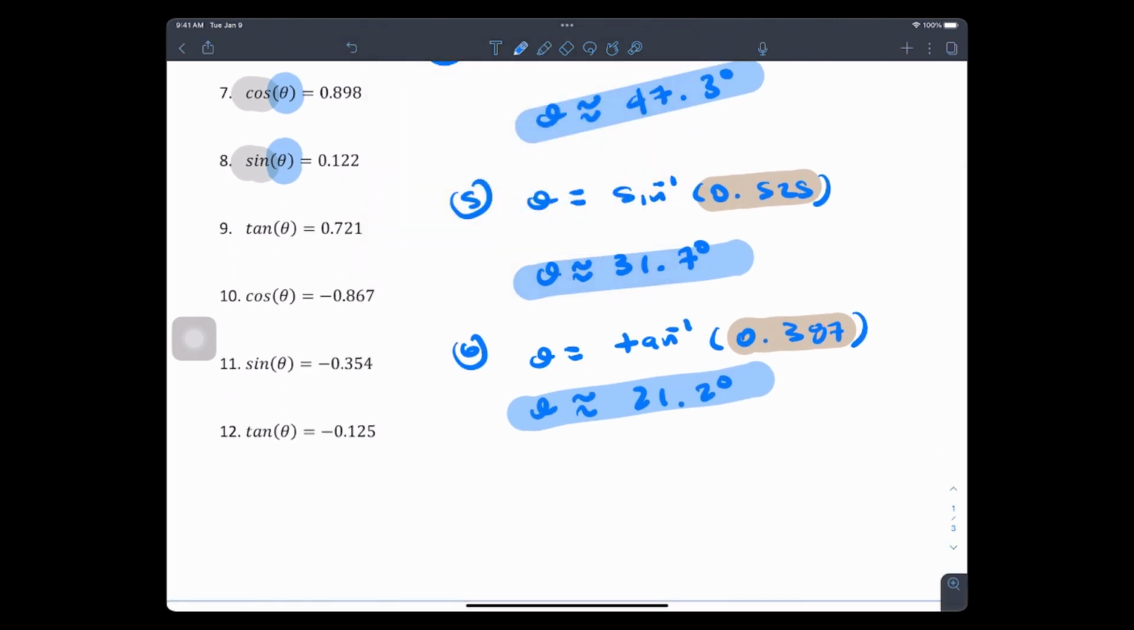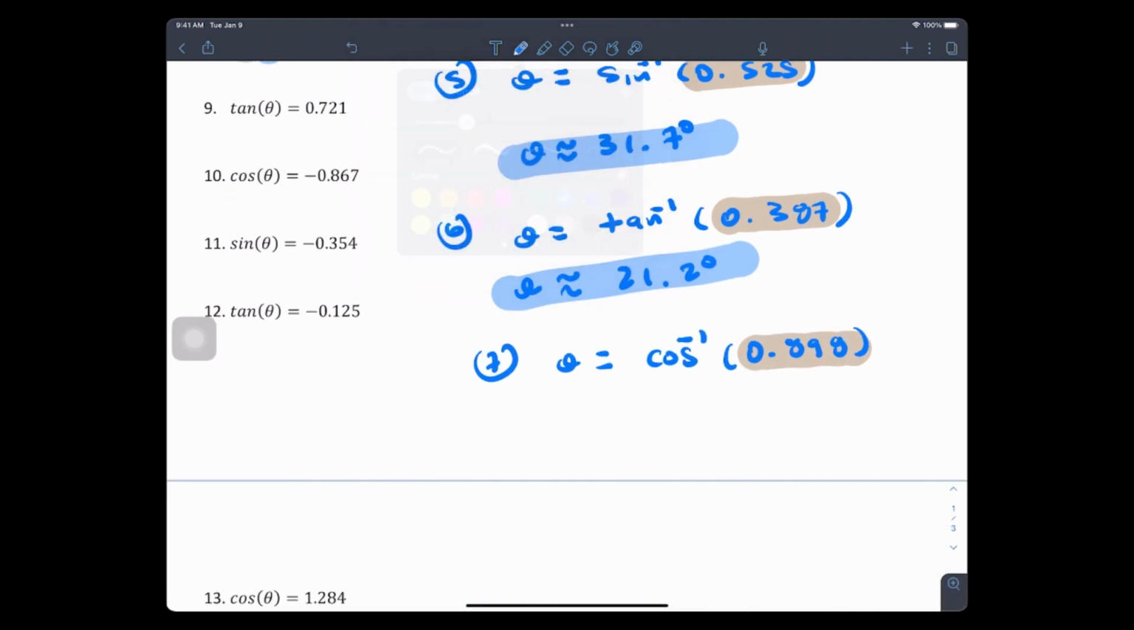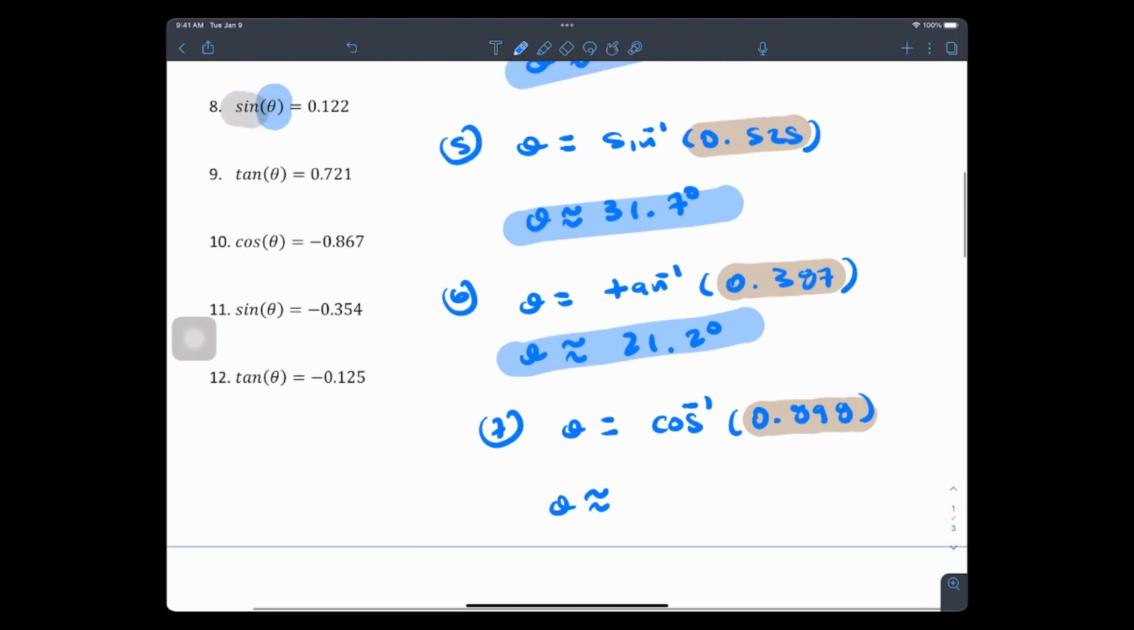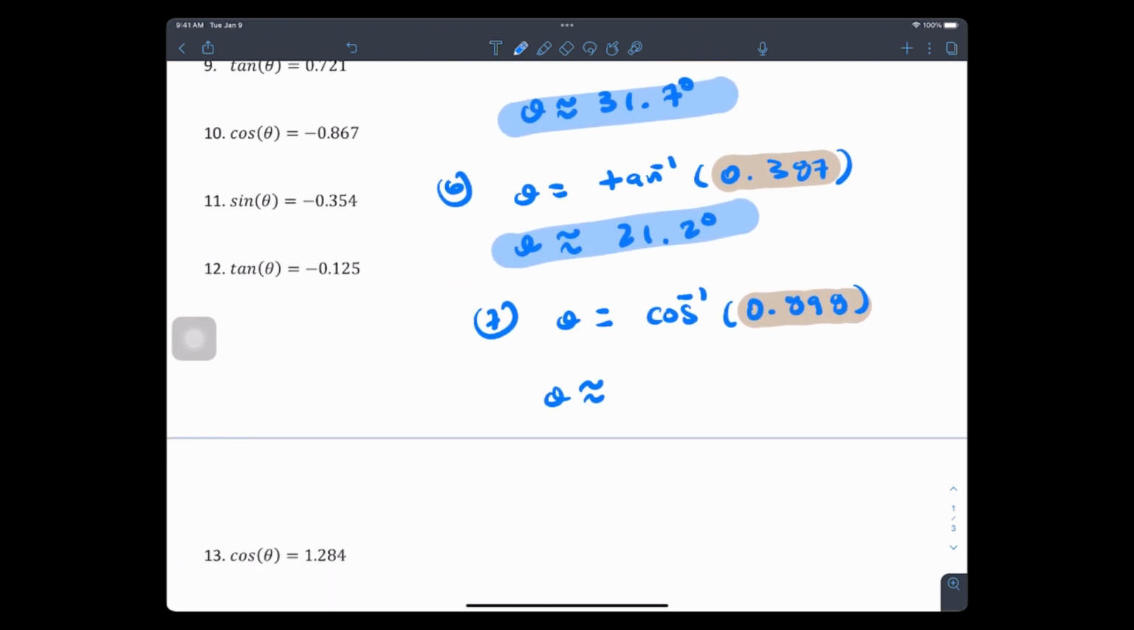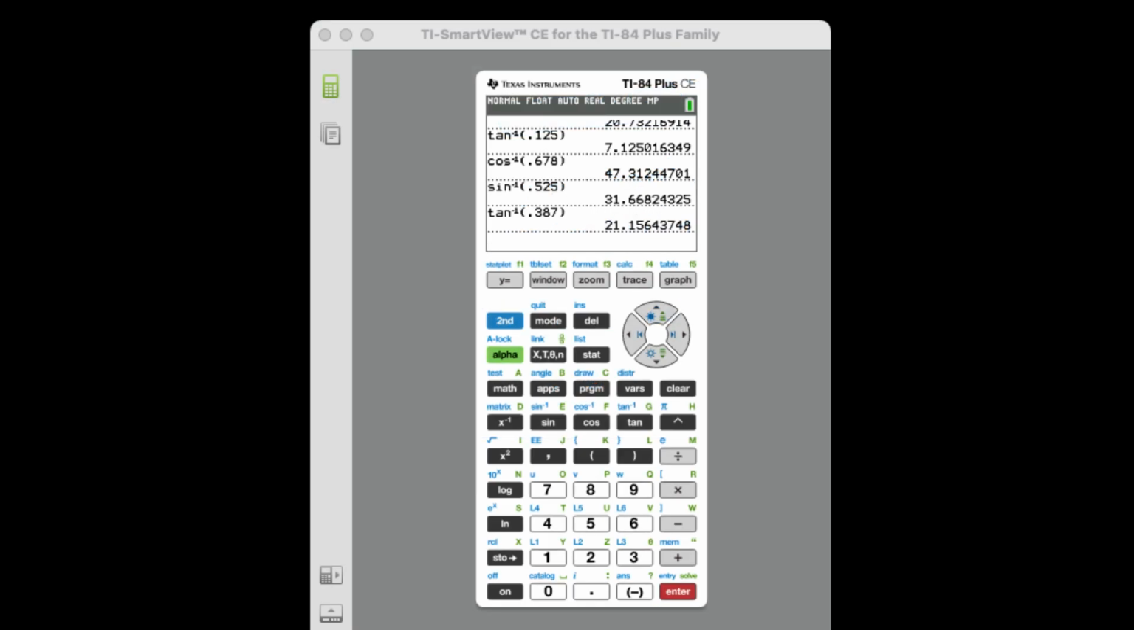So let's see, number 7 here is cosine, so we have to use inverse cosine, and then the number's 0.898 here. So for number 7 now, cosine theta is 0.898, so how do we get theta? Use the inverse cosine key. Point 28 degrees. Is that true?